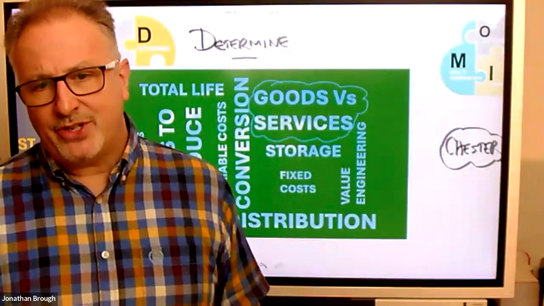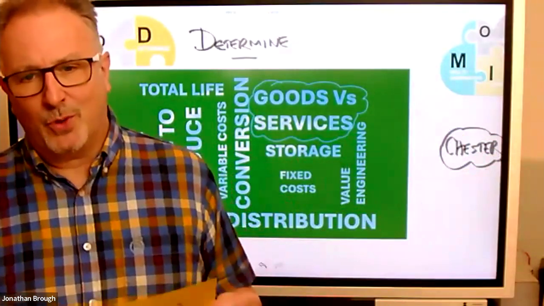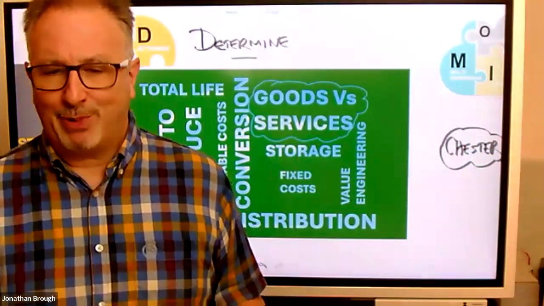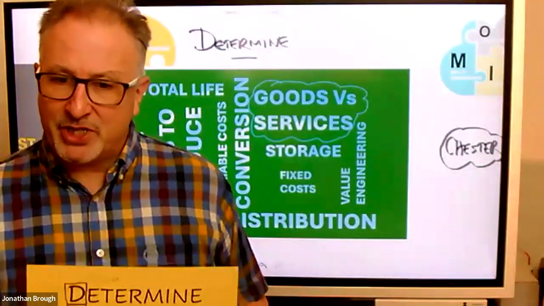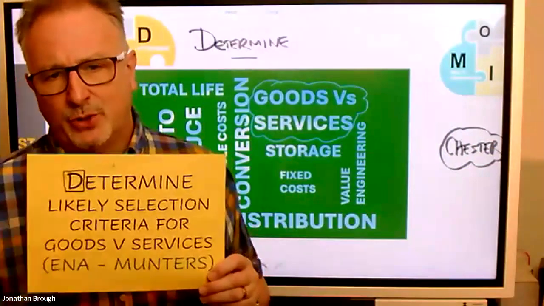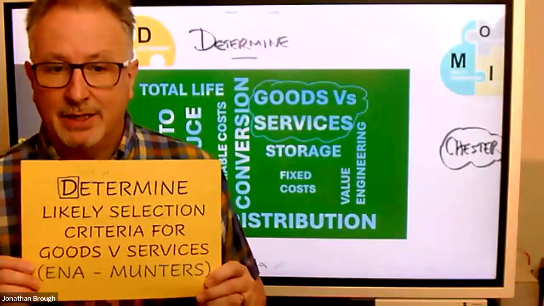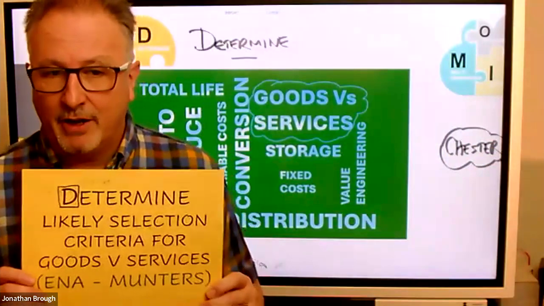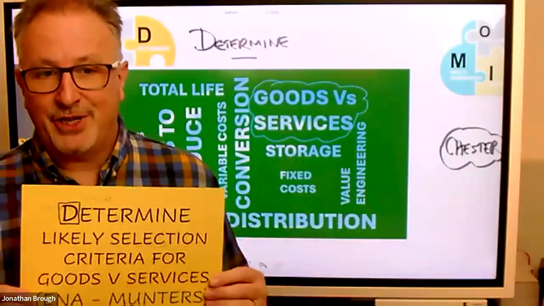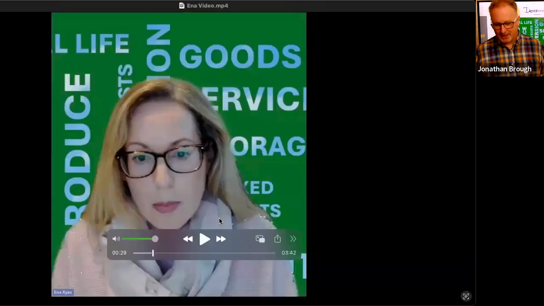So Ina is head of quality sourcing, or she's director actually of quality sourcing and supply chain. Now she couldn't be with us today, but I asked her to share with us in a short video how Munters go about determining the selection criteria for goods versus services. So Chris, if you'd like to play Ina's short video for us, thank you.